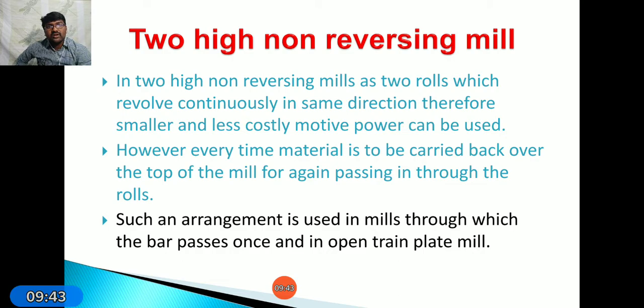We require extra labor or equipment to carry the workpart from the finishing area to the starting area. Such an arrangement is used in mills through which the bar passes once, in open train plate mills. Like that, those are the areas where we use the non-reversing mill.